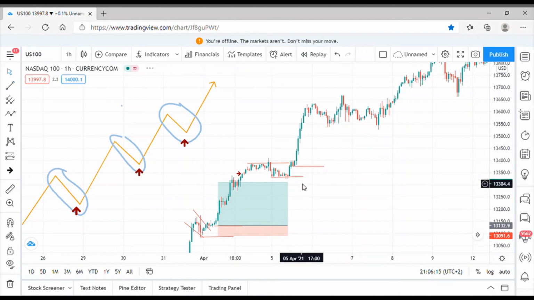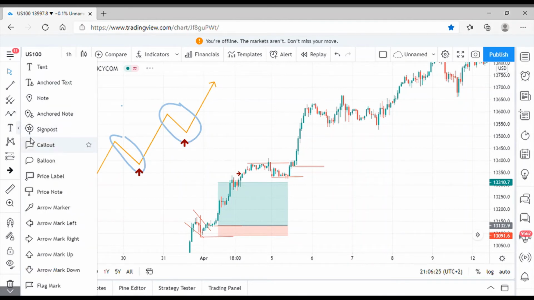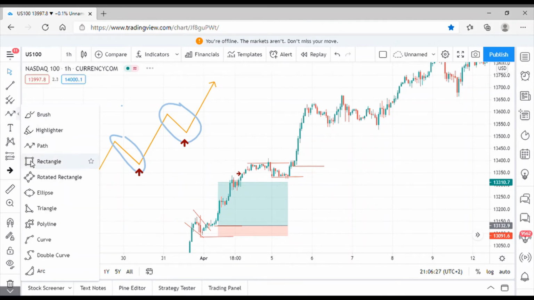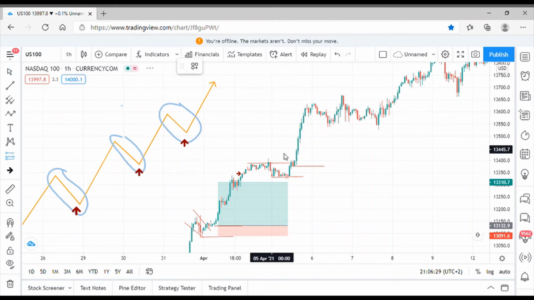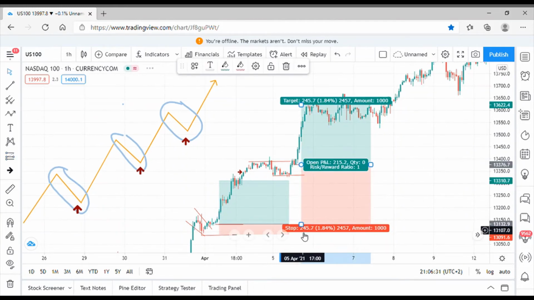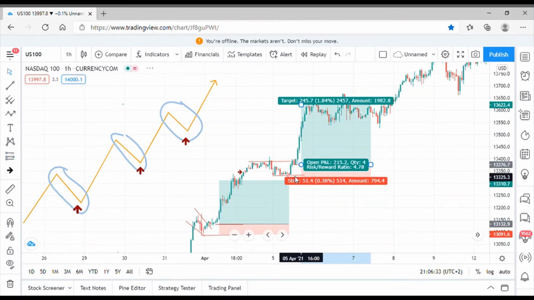Now if you want to use this method of trading, you should only focus on a 1 hour time frame, and you should only wait for the higher high formation to take this trade. Then you take another position. This one will have a bigger stop loss, but trust me, it's always worth it.